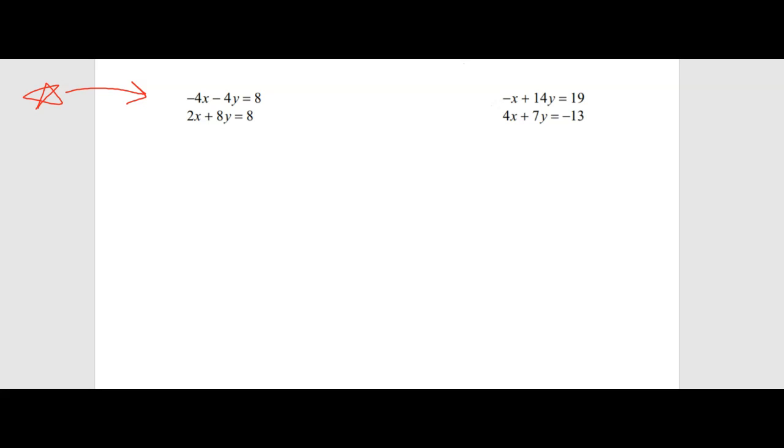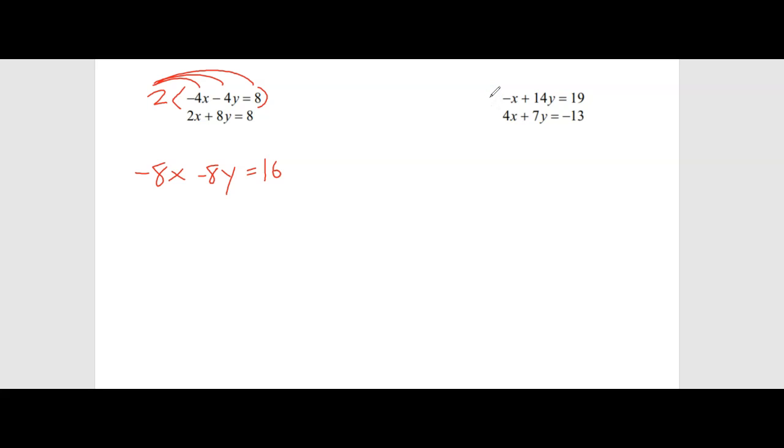Well, what if I multiplied one of the equations by a constant? So let's say, what if I multiply this first equation by 2? Let's see what I get. I would have to distribute to every single term. So I get negative 8x minus 8y is equal to 16. And again, I haven't changed the equation at all. I've kept it balanced because I did the same thing to both sides. I multiplied the left side by 2 and I multiplied the right side by 2.